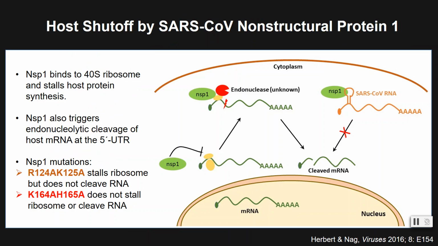So let me give you an overview of how this protein acts. NSP1 binds to the 40S ribosome and halts it from assembling any further to the complete ribosome. So protein synthesis on host mRNAs is stalled. Not only that, in a 1-2 punch, this protein also binds an unknown endonuclease and results in cleavage of the host messenger RNA.